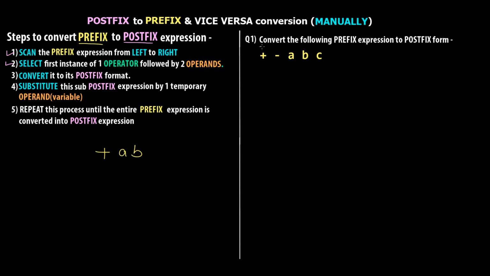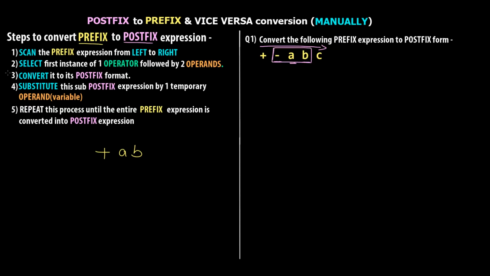So let's scan this expression from left to right, and what we are looking for is the first instance of one operator, which is this, followed by two operands. So A and B are two operands and this is one operator. So this is the pattern that we're looking for.